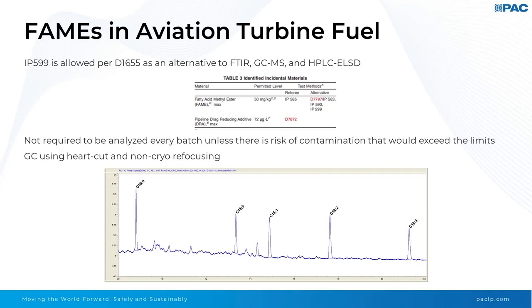In this analyzer, we will be using a hard cut and non-cryo refocusing technique. After first dimension separation, the specified FAME species are transferred towards a highly polar second dimension column by doing a hard cut. Before the final separation is performed, the FAME species are trapped by the temperature-based refocusing trap. So let's look at the flow configurations on the next slide.